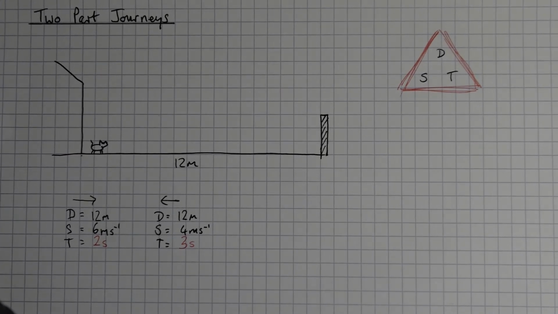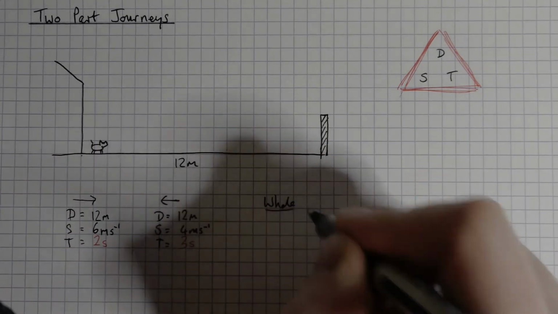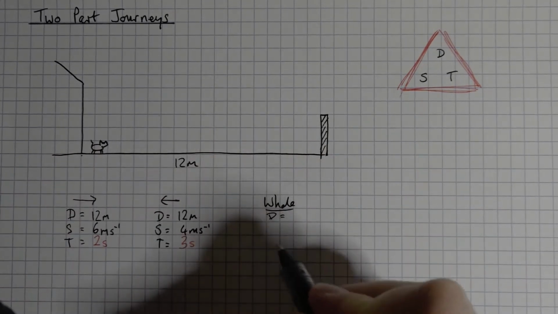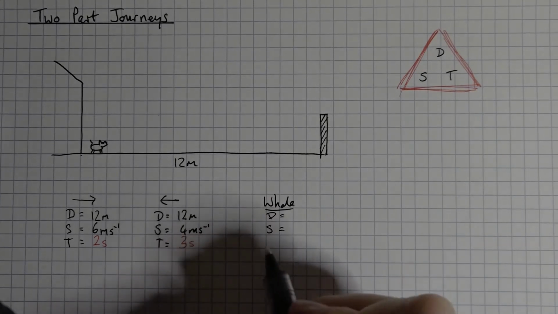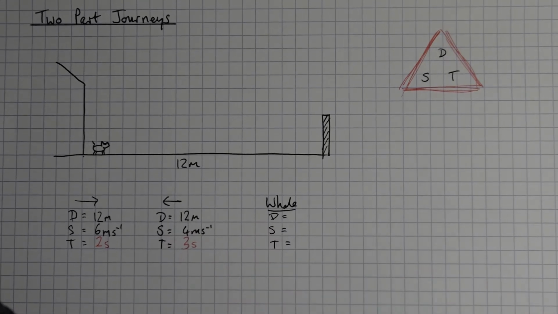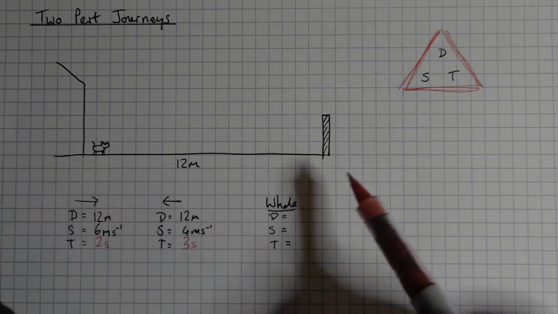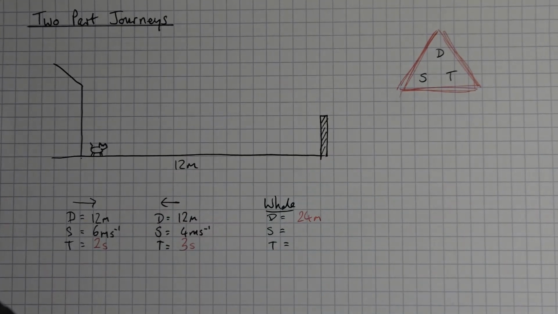So I suppose all of these should be red because we don't know anything about the entire journey. I asked you for the average speed for the whole journey. So for the whole journey, there's a certain distance covered, an average speed, which ultimately is the question we're asking for, and a time taken. Well, the distance there and back, 12 there and 12 back, that's 24 metres. Okay, definitely 24 metres if you're going there and back again.